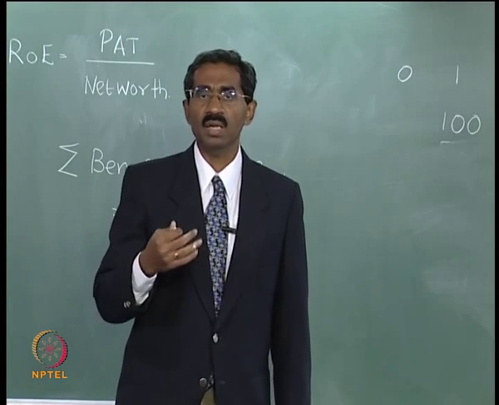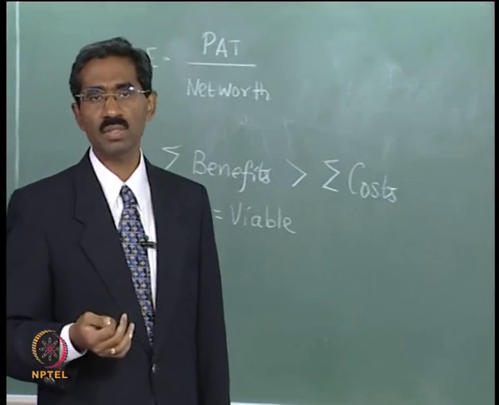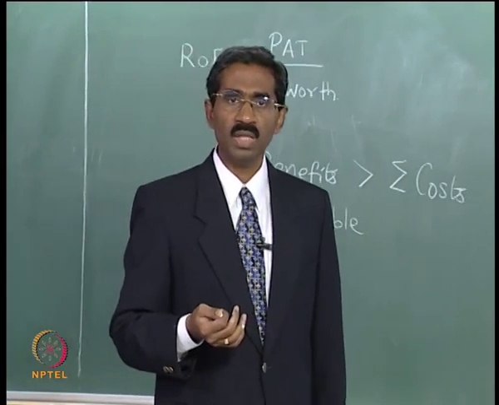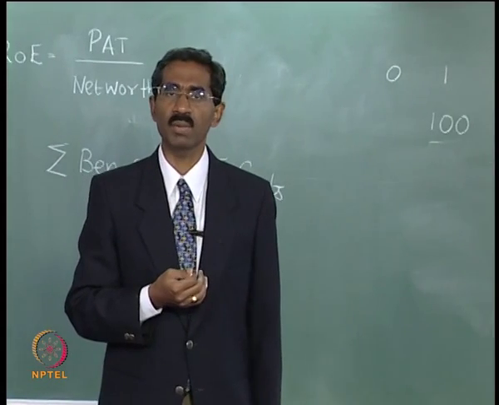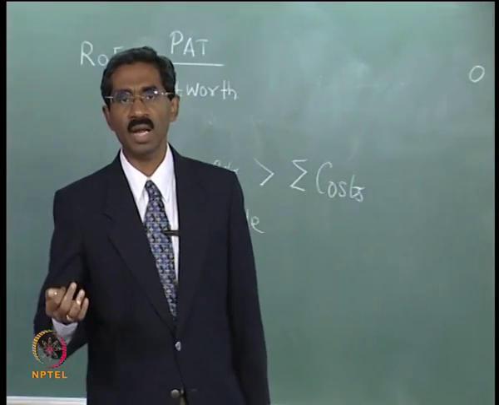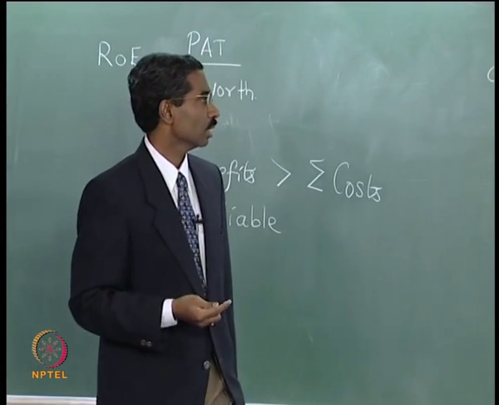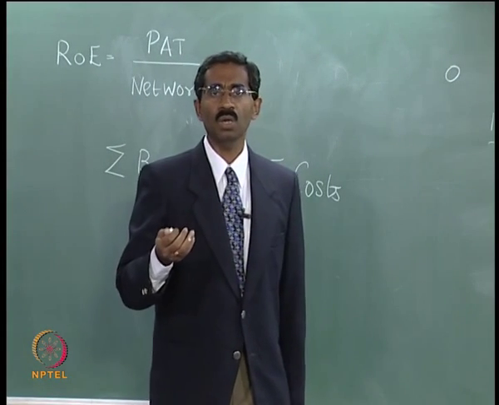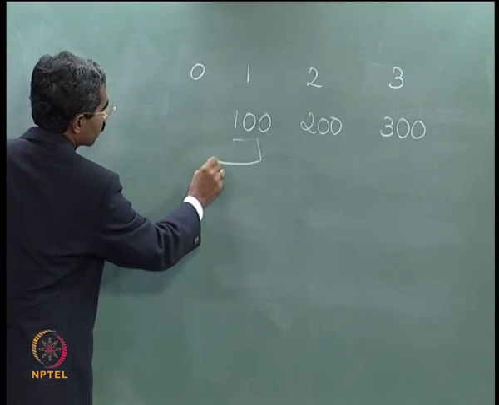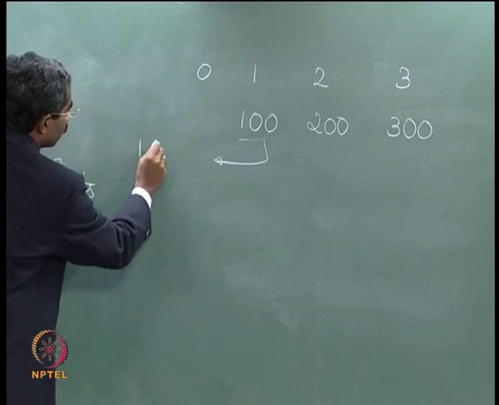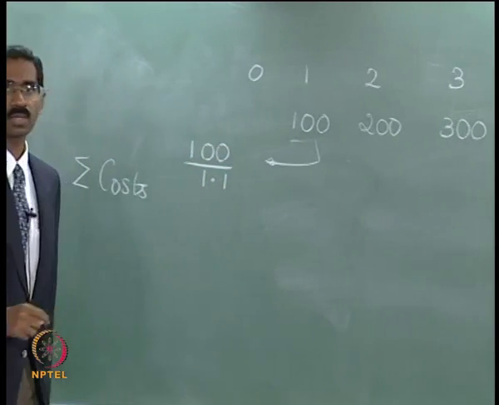Because they are occurring in different periods of time, the present value of each of these benefits is going to be different. So therefore they would have to be brought down to the present, they would have to be discounted to time 0 before we can actually add them up to find out the total sum of benefits. So let us now discount all of them to the present. So 100 1 year from now, if it is discounted to the present, will give a value of 100 divided by 1.1.